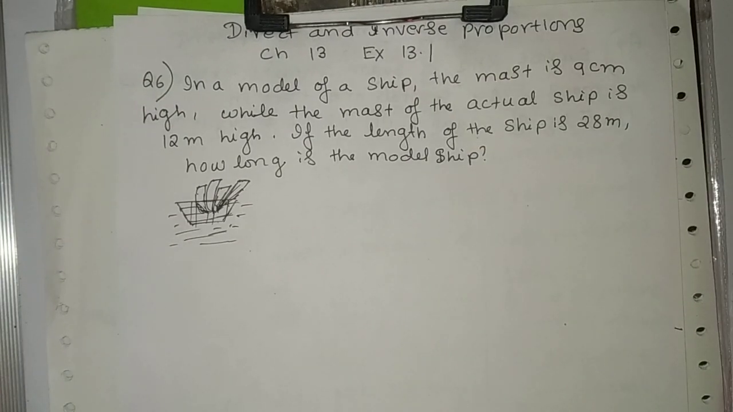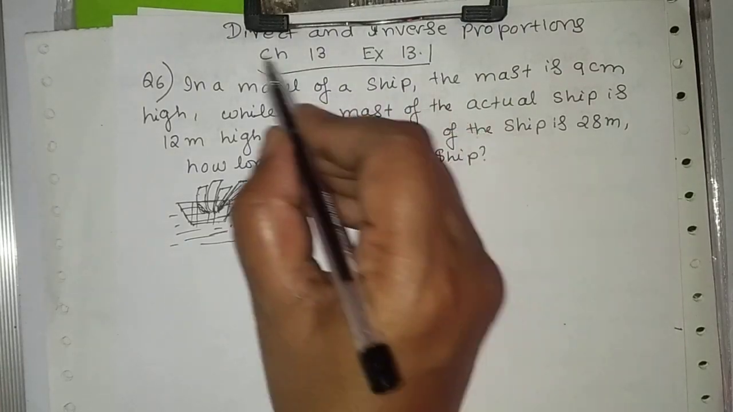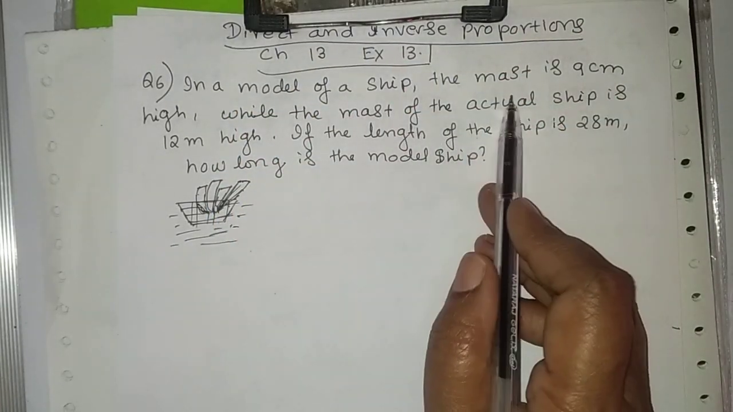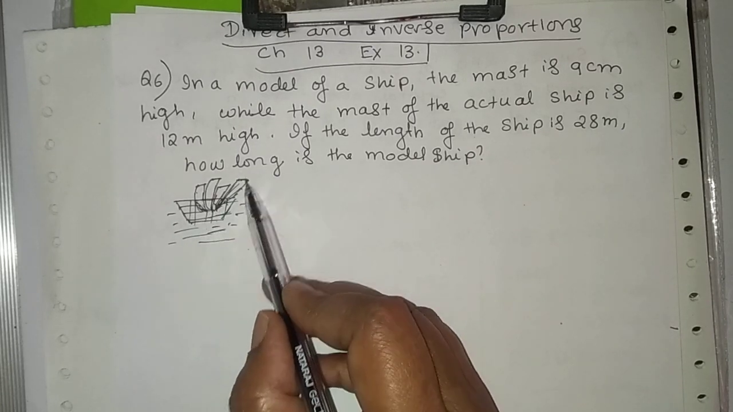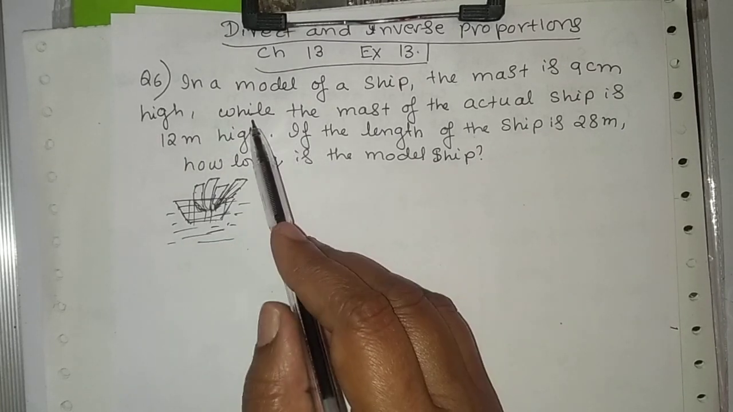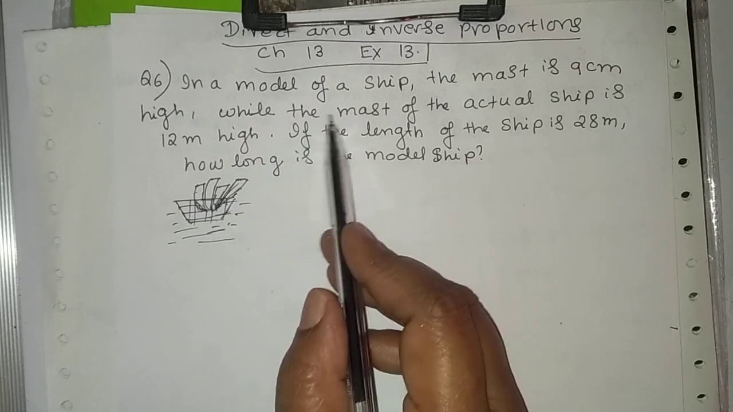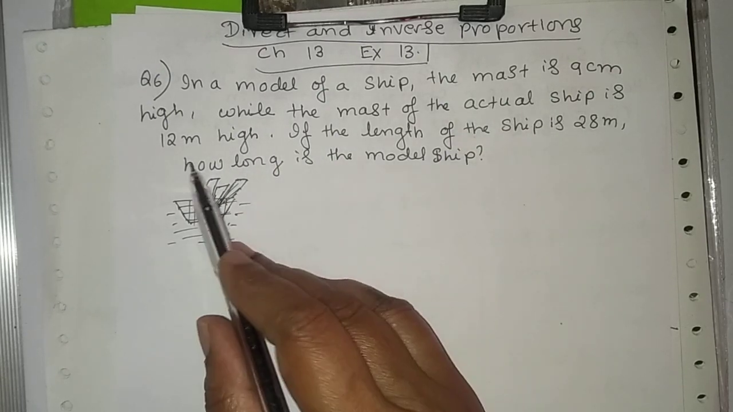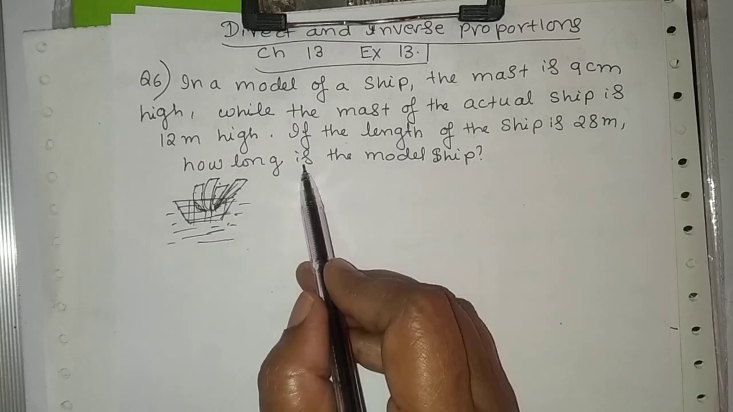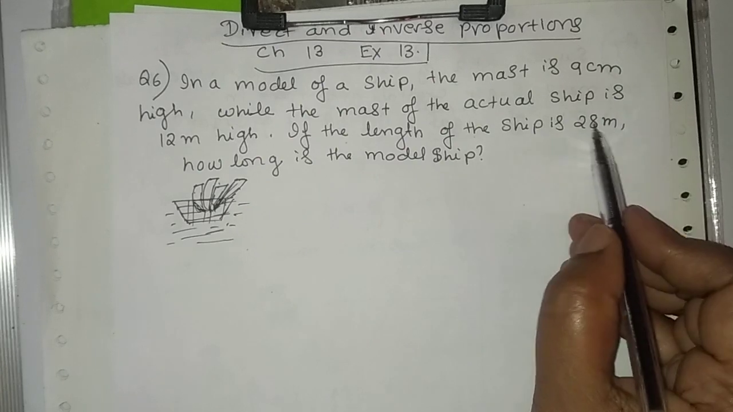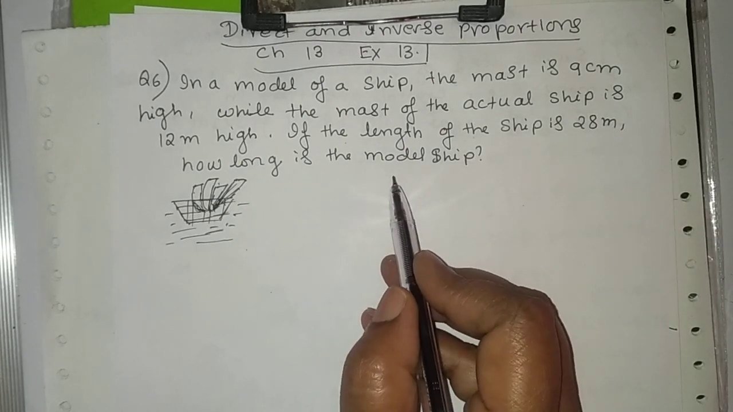The sixth problem is, in a model of a ship, the mast is 9 centimeters. This is a ship and this is called a mast. The mast is 9 centimeters high, while the mast of the actual ship is 12 meters high. If the length of the ship is 28 meters, how long is the model ship?